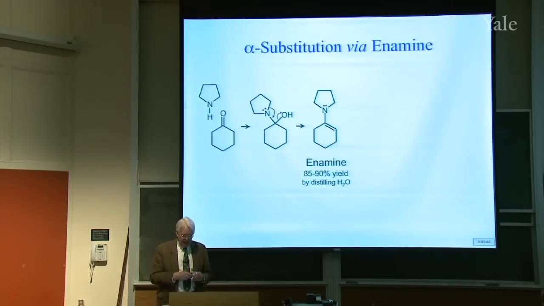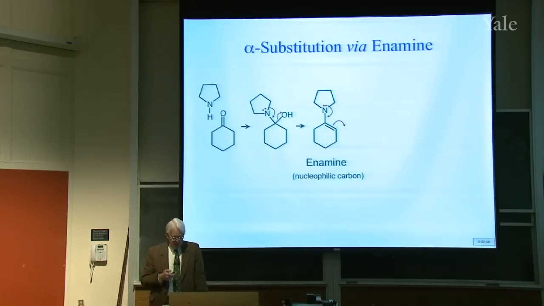Now you can make that in 90% yield by driving the equilibrium to the right by removing the water, which was the product you just made. So you distill out the water, then you can get a very high yield of this enamine, which was shown to be a very useful synthetic intermediate.